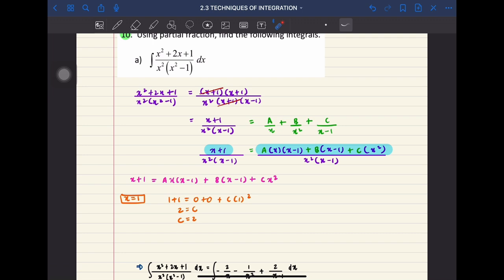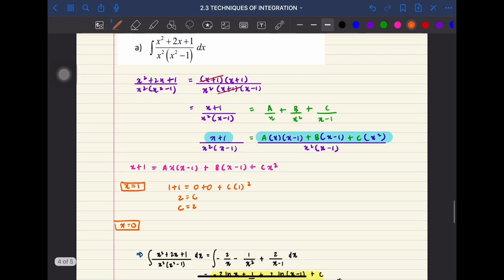And then we can also find our b by letting this one become 0 and 0. How? So let x equal to 0. So when we let x equal to 0, this one will become 0, this one will also become 0, so you get your b. Okay, so we have 1, and then we have 0 plus negative b plus 0, so b is equal to negative 1.